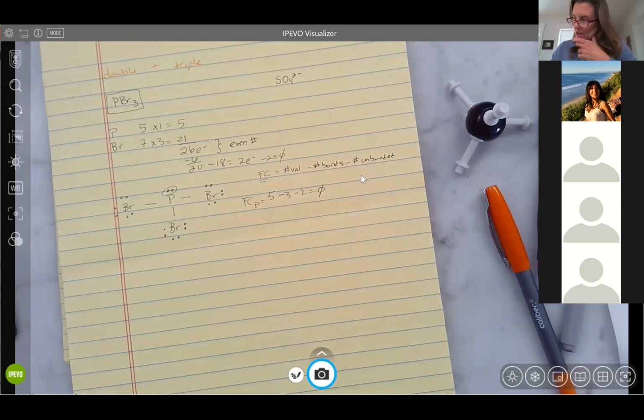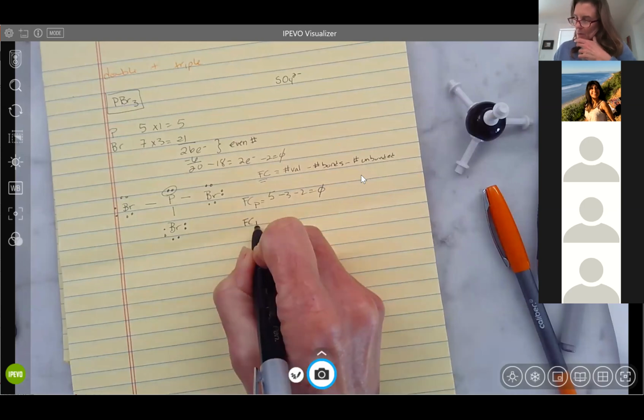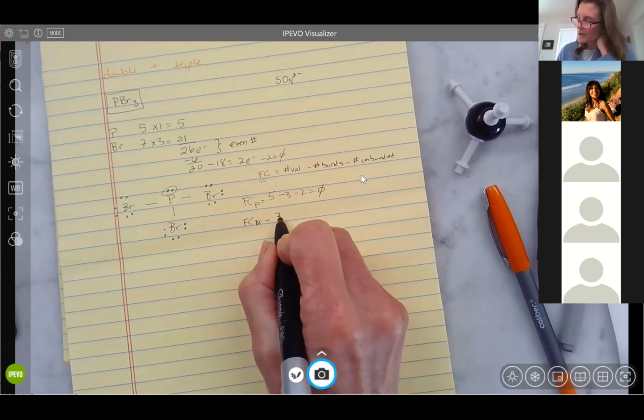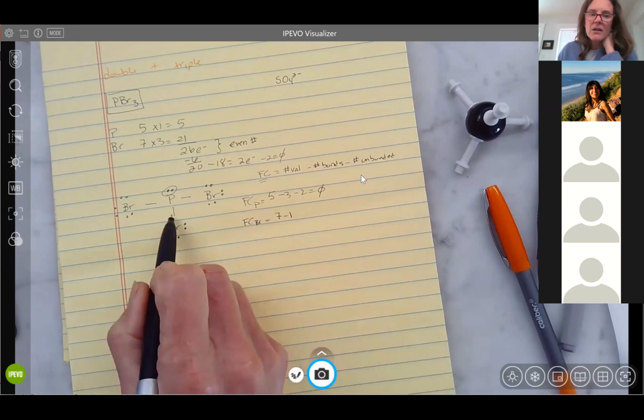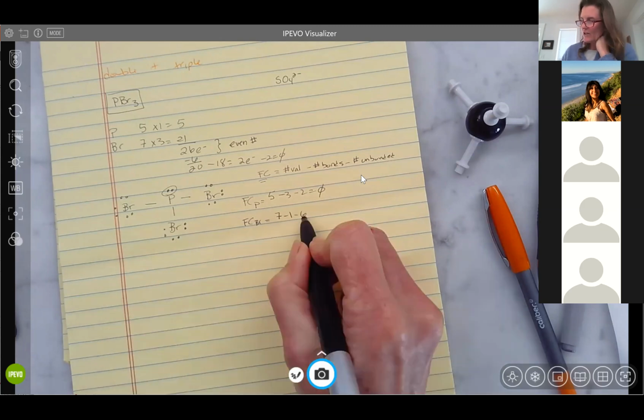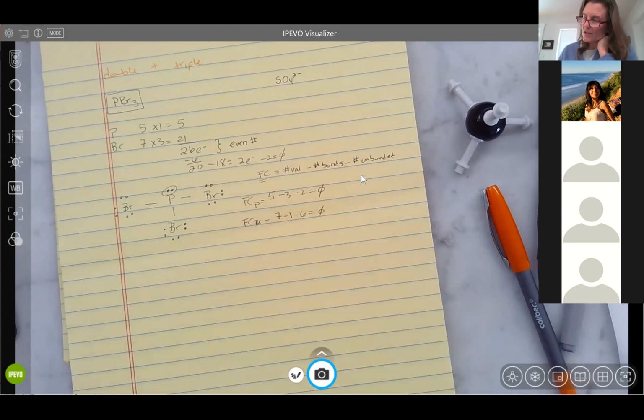All of our bromines have the same number of electrons, so we can calculate the formal charge for all of them at once. The number of valence electrons of bromine is 7 because it's in group 7A. It has 1 bond right here, and then it has 6 unbonded electrons, so it has a formal charge of 0. So this is a good Lewis structure. Do you guys have questions on this one? The next one's quite a bit more complicated.